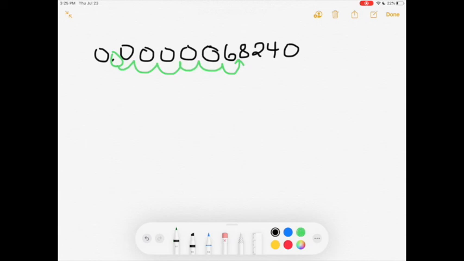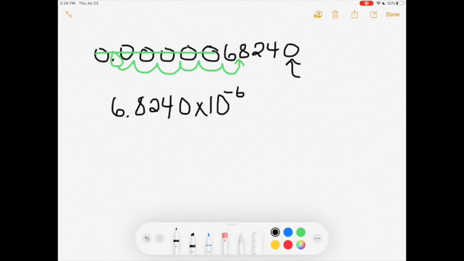Okay, so I'm going to rewrite my number. I'm going to get rid of all these zeros here because, again, we're going to look in a minute to see that they're not significant. I'm going to write 6.8240. Okay, this 0 is significant, so I'm going to keep it. Okay, now I have my decimal portion. I need to add my exponent. So we moved it to the right 6 spots. So since I moved it to the right, it's going to be a negative 6. So again, that negative shows me I have a very small number.